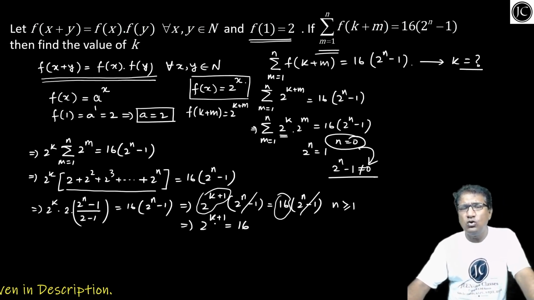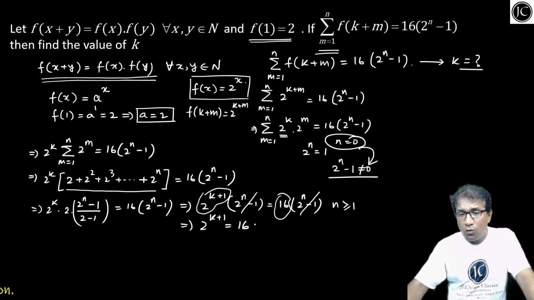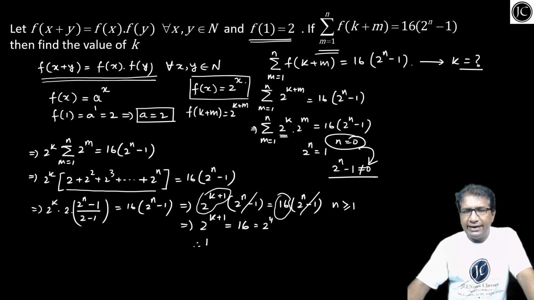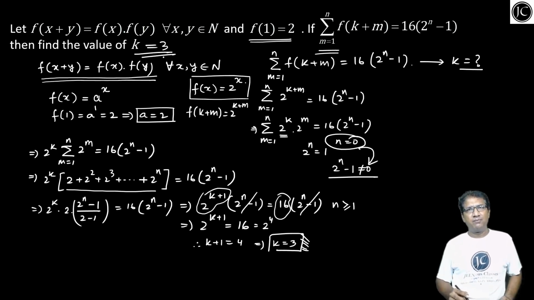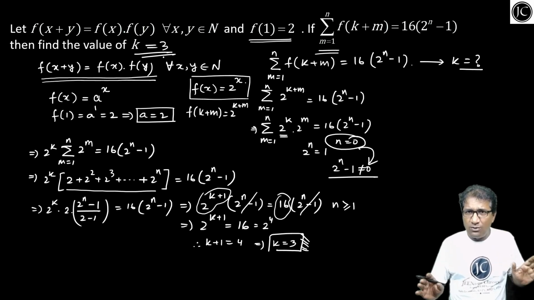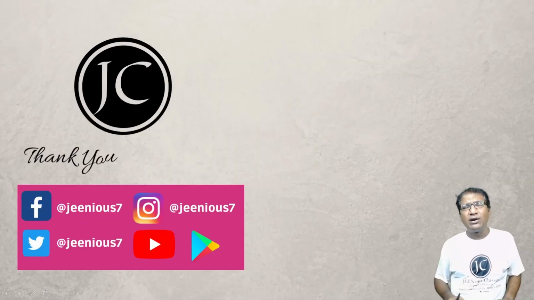So we are having 2 to the power k plus 1 is 16, which is equals to 2 to the power 4. Therefore, k plus 1 is 4. That implies k is nothing but 3. So that is the required value of k, which is equals to 3 in this case. Have you understood the problem? Absolutely. Okay, so let's end our class here.